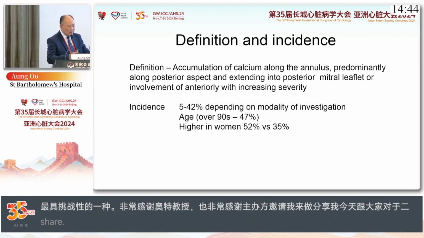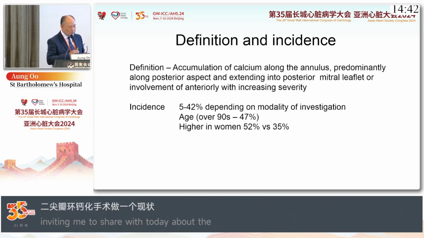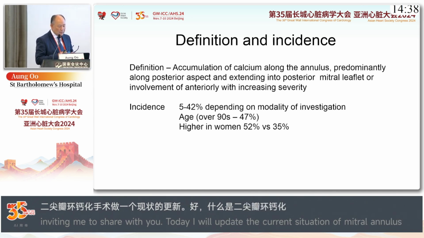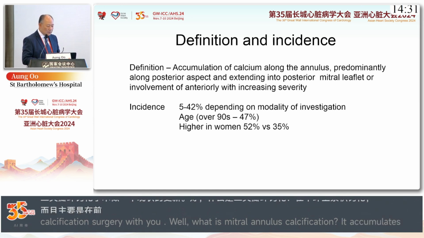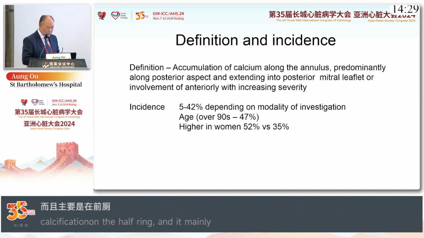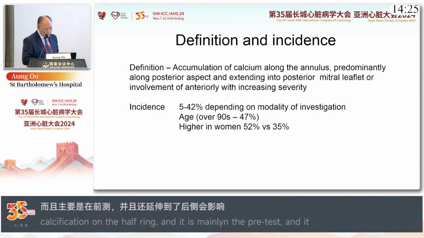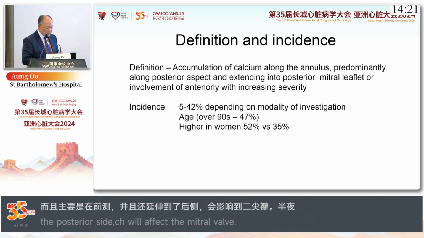The definition of MAC is the accumulation of calcium along the annulus, predominantly the posterior aspect, and sometimes extending into the posterior mitral leaflet, and then sometimes more involvement of the anterior leaflet with increasing severity, and then the complete circle of calcification, the dreaded circumstance to see when we do mitral surgery.